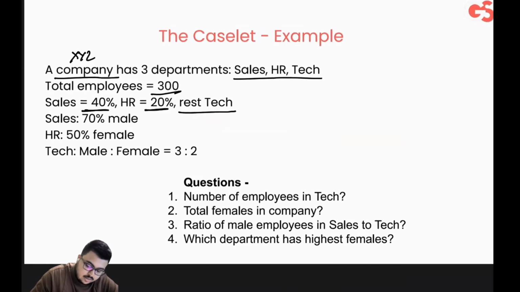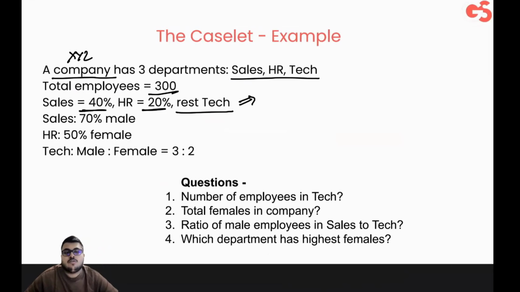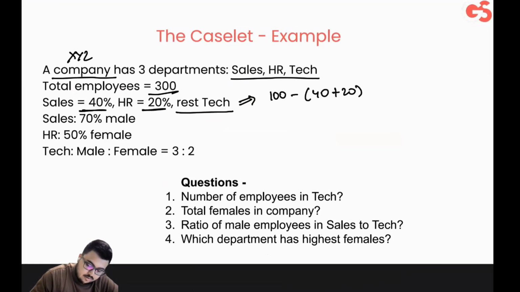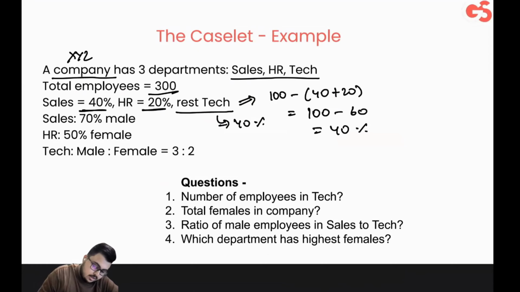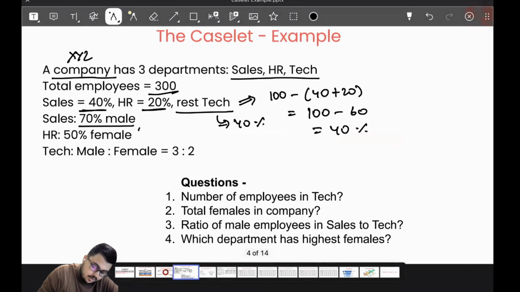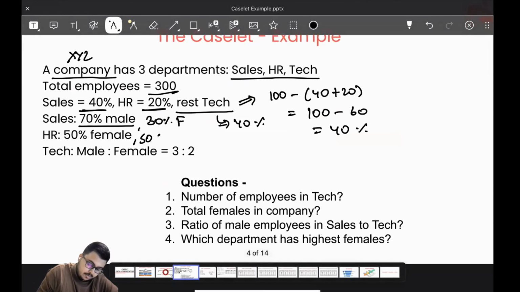So can we calculate the percent of employees that are present in tech right now? Yes, we can. So that would just be 100 minus (40 plus 20). So that's 100 minus 60. So that's 40%. So tech's 40%. Sales consists of 70% male. All right. So we can also deduce that it's 30% female. HR is 50% male. Okay. So that's 50% male, 50% female.